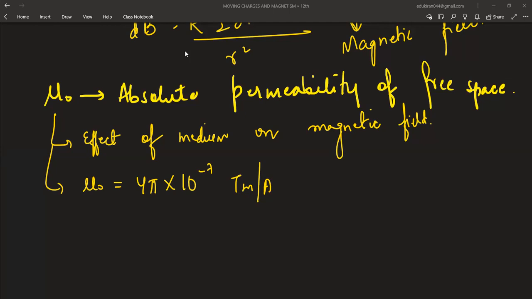Yes, class. Now we are in magnetism. This we had seen in electrostatics itself. F is equal to K Q1 Q2 by R square. So this K constant, what was the value? 1 over 4 pi epsilon naught, yeah, that was the formula. But once you insert all the values, what will we get?